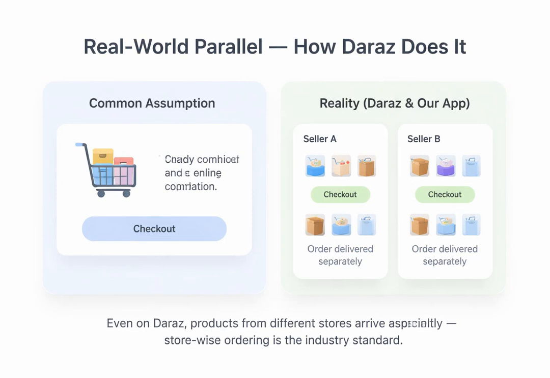This is actually how real-world platforms like Dara's work too. You might think that when you order from Dara's, it's all one big order, but actually, products from different sellers arrive separately because each seller has their own order. It might look like one checkout experience on the surface, but underneath, the system is creating store-wise orders. So what we're building follows the same industry standard pattern. Our approach is consistent with how professional e-commerce platforms handle multi-store carts.